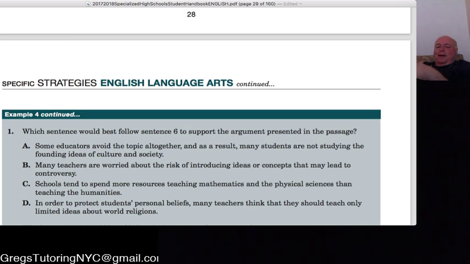All right, and D says, in order to protect students' personal beliefs, many teachers think that they should teach only limited ideas about world religions. That's not what the passage is about, and that's not what sentence 6 is about. So although D might be true universally throughout the world, it's not what this passage was presenting. Go back to the question over here. You have to use the words presented in the passage. Okay, and they don't even need to say that because they're talking about the passage. But D never comes into play here, whether it's true or not.